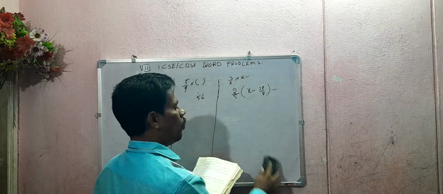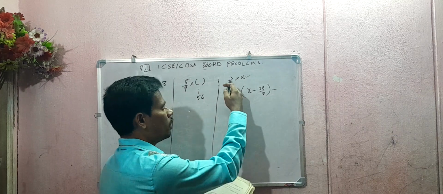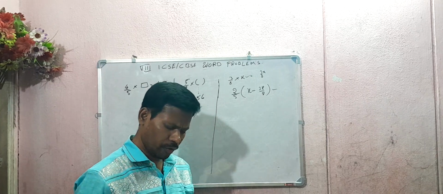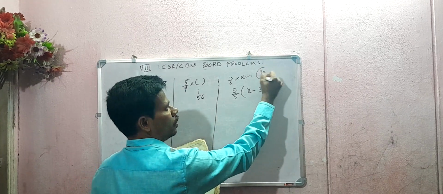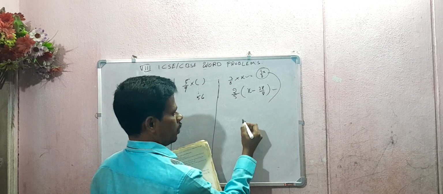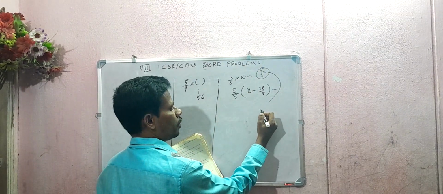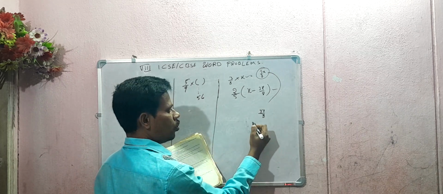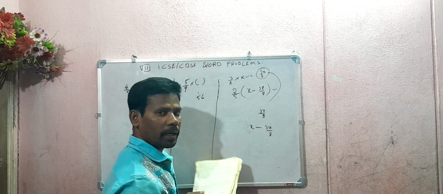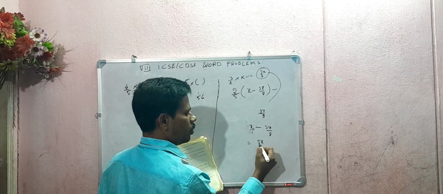So here what I am saying is Kavita read 3 by 8 of a book on a day. So 3 by 8 of a book on a day. 3x by 8. 2 by 5 of the remainder on the second day. 2 by 5 remainder. First you calculate remainder. 3x by 8. Remainder is what? Total number of pages are how many? X. X minus 3x by 8 will give remainder. By 1 make the denominator same. So it will give 5x by 8.